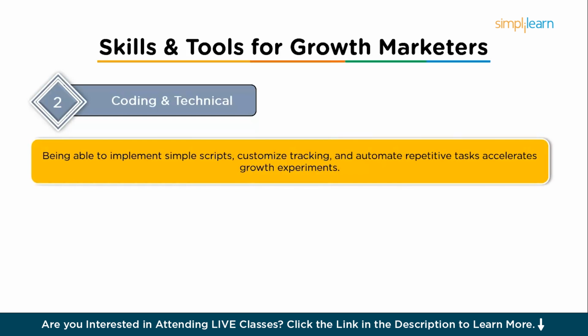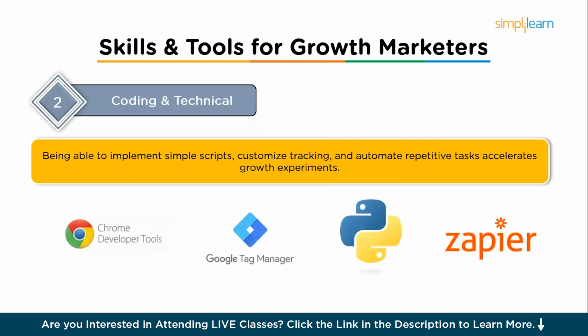Because being able to implement simple scripts, customize tracking, and automate repetitive tasks accelerates growth experiments. Key skills are basic understanding of HTML, CSS, JavaScript, writing small scripts in Python or JavaScript for automation, working with APIs to integrate marketing tools. Then the tools they use are Chrome Developer Tools, Google Tag Manager, Python, Zapier, and many others.